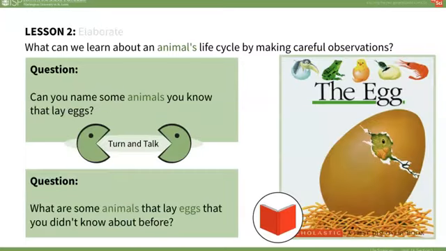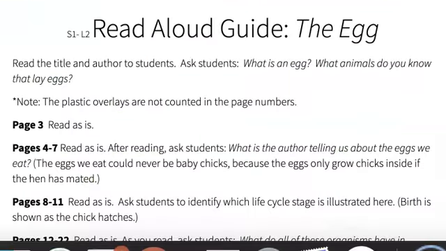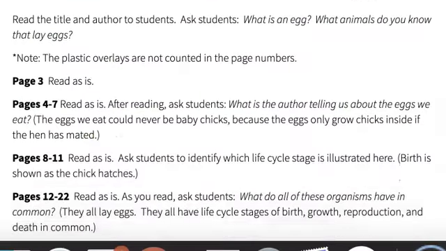In the elaborate, tell students, one stage of the darkling beetle that we did not see was the egg stage. Many types of animals reproduce by laying eggs. Can you name some animals you know that lay eggs? Allow students to turn and talk. Take student responses. Then read the Egg book provided and see Read Aloud Guide on Teacher page 5 for guidance.